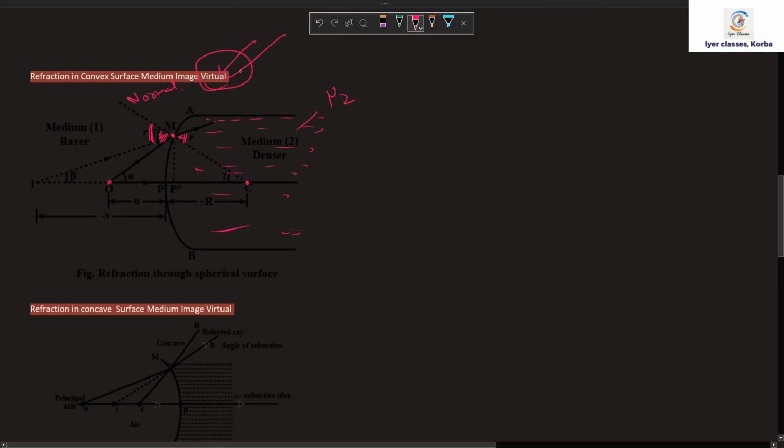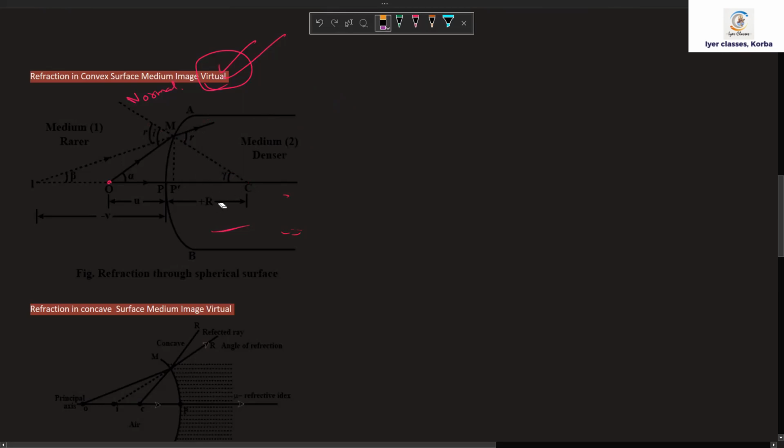Yes, ma'am. Okay, now did you understand the clear picture? If you keep the object slightly far from the pole, you will get a real image. But if you keep it very close, then you will get a virtual image. Now again, I'm going to do the same kind of diagram, but the situation is different, so the diagram is different.